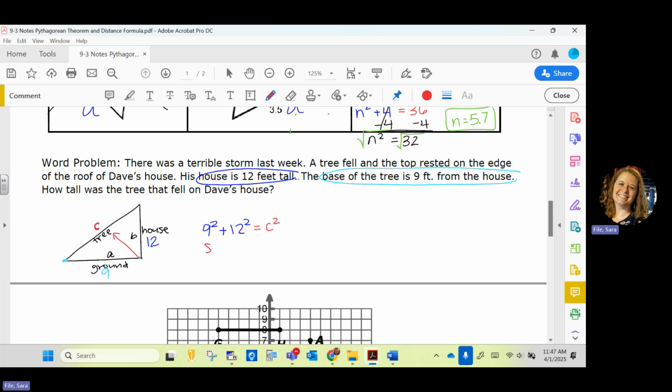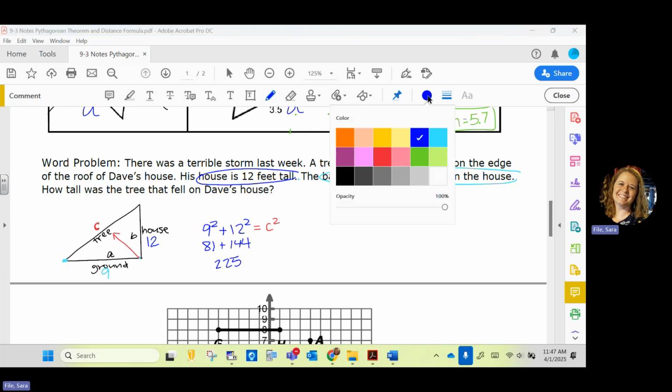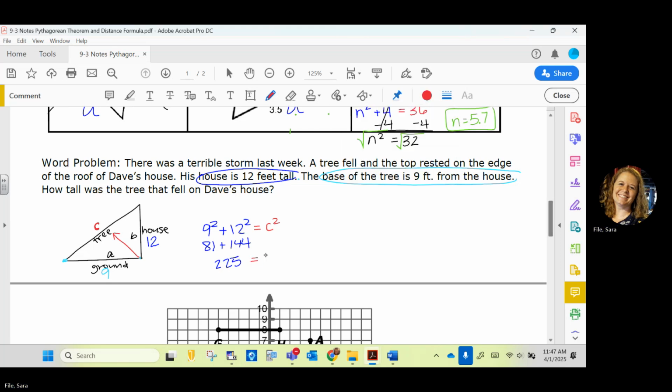So we know 9 squared is 81. 12 squared is 144. And that together is 225, which is a perfect square. If you go to take the square root of 225, we get 15. Now, when you have word problems, you want to answer in the context of the problem.